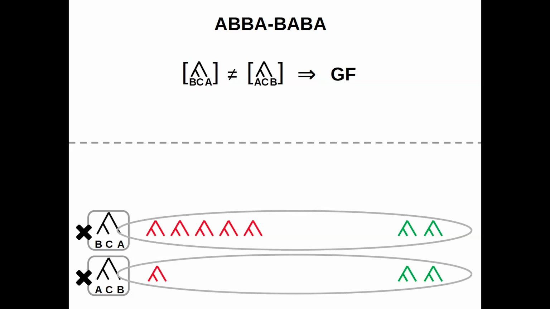So if you can detect a significant imbalance in the counts of these two topologies, you can safely claim having demonstrated the existence of gene flow in your system. So that's a cool way of proceeding. However, ABBA-BABA has some weaknesses. ABBA-BABA is good for detecting gene flow, but not for quantifying. And the reason is ABBA-BABA can only detect the asymmetrical component of gene flow.